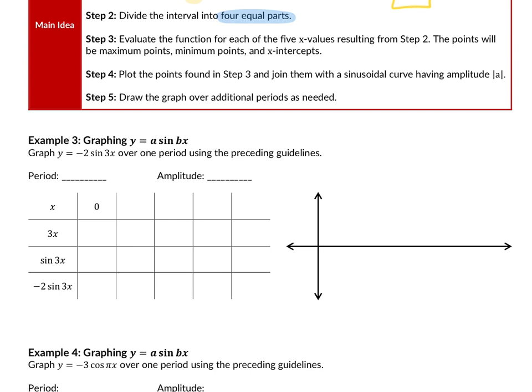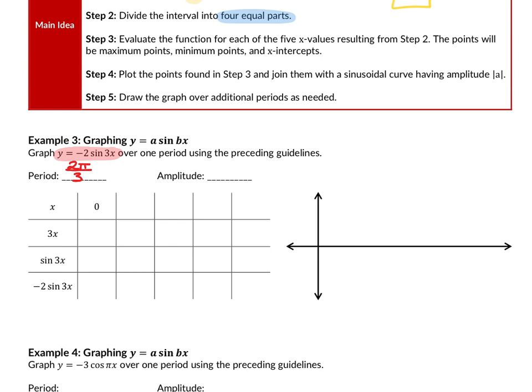Now this function, we are graphing y equal to -2 sine of 3x. We're just going to do one period, and we're going to use the guidelines above. First things first, what is the period of this function? It's always going to be 2 pi divided by 3, because the 3 value is inside the sine function.